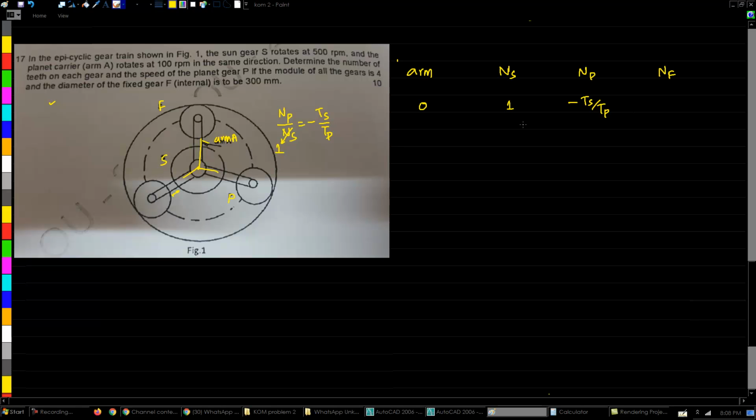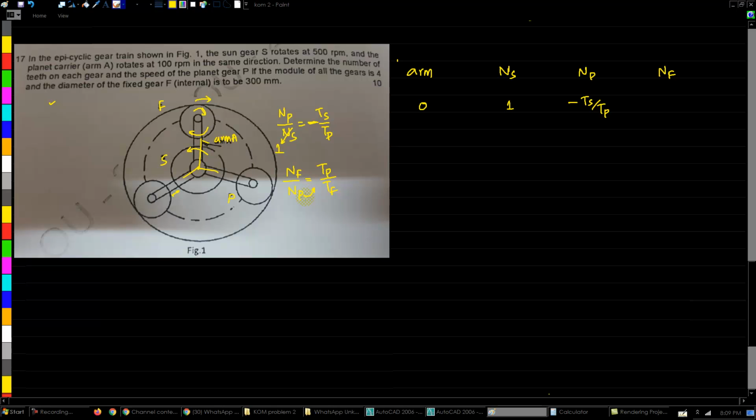Then similarly, we'll find the speed of F, the number of rotations for F. We'll write the relation NF by NP. Now F is meshing with P, and because these gears are meshing internally, their directions of rotation are going to be the same. So we are not going to take a minus sign. The minus sign we took earlier because at that intersection, the rotation direction is opposite for externally meshing gears. Whereas for these two gears, they're meshing internally, and hence we'll not have any negative sign. So NF by NP will be equal to TP by TF.